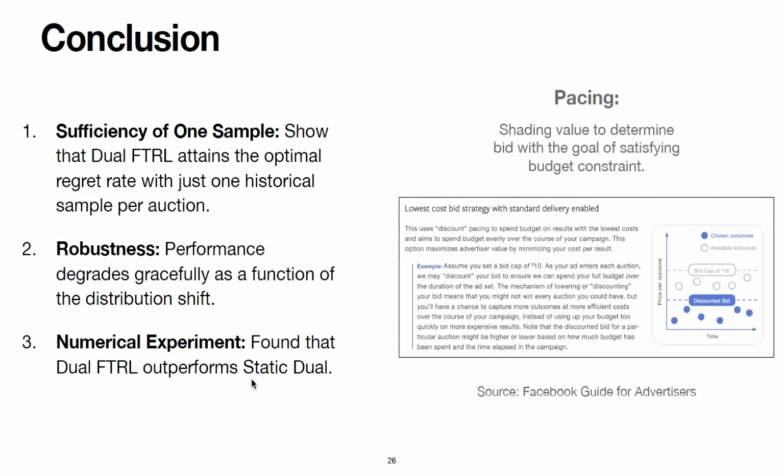And this is not far-fetched. Here's an example from Facebook, which says how they shade their value. Shading is basically lowering the value, which is what we are doing. V over 1 plus mu, that is bid shading. It says, this is what we do on your behalf if you give us the opportunity to pace your budget.